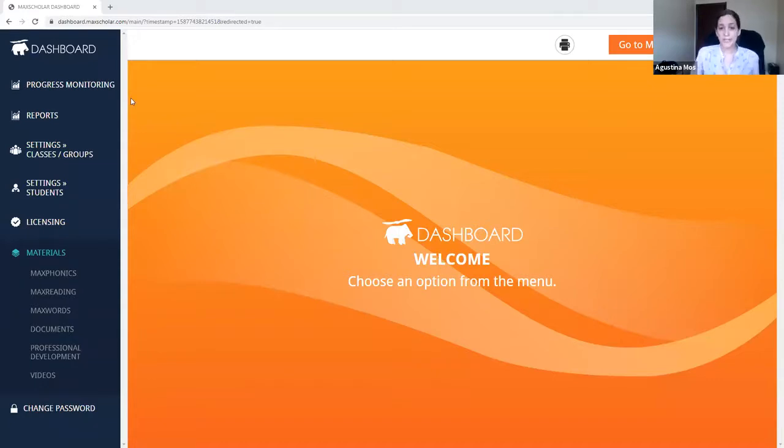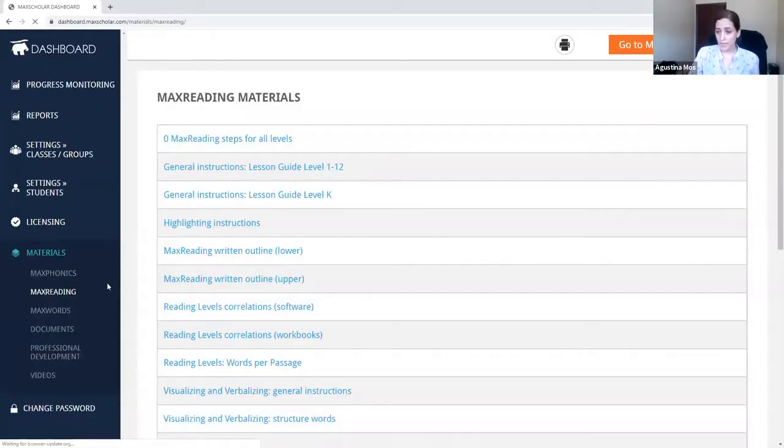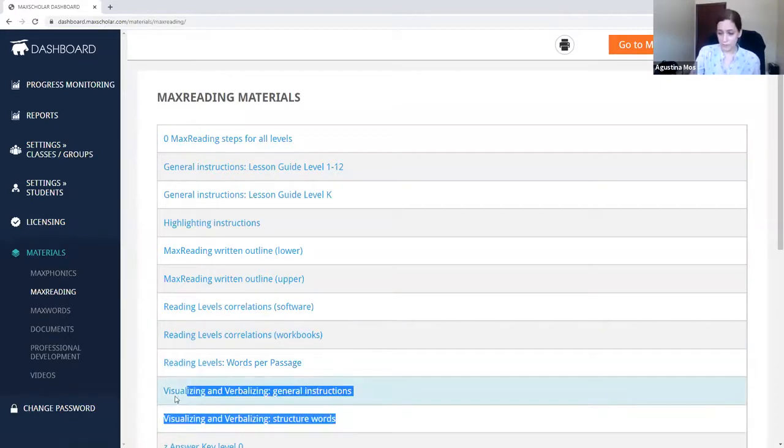So what I did here is I logged into my account and I went into the material section. I'm going to click on max reading. And as usual, there's a few documents there. The two that I'm specifically interested in right now are the two that are towards the bottom of my screen that have to do with this visualizing and verbalizing exercise. One of them is general instructions.